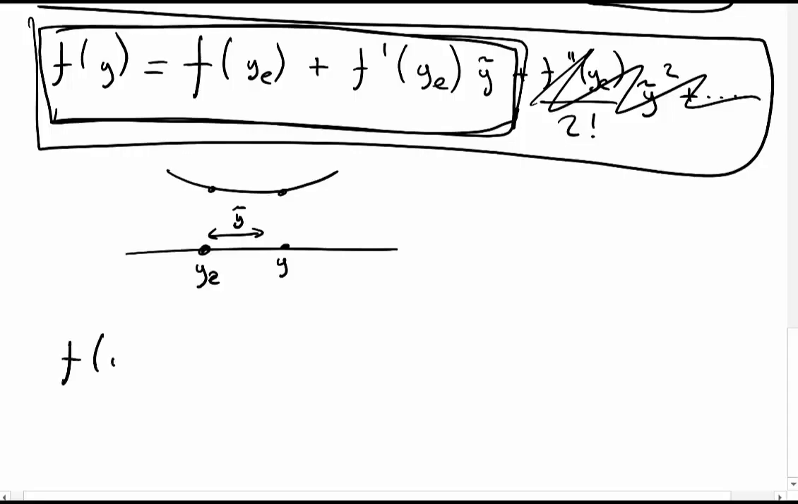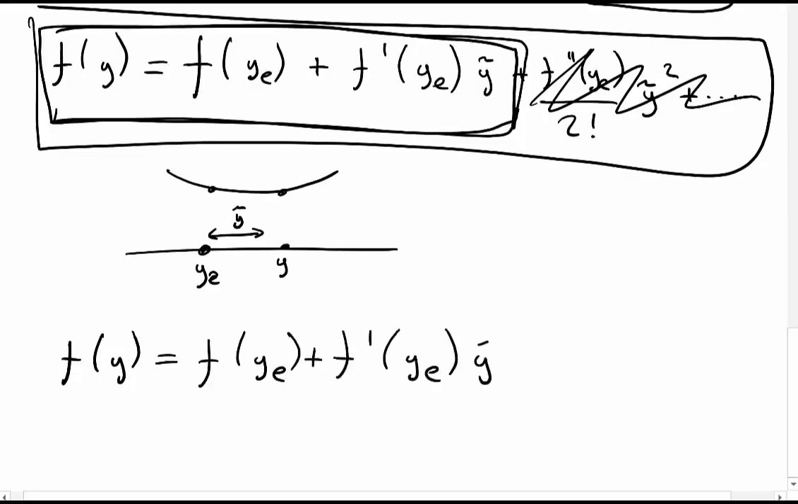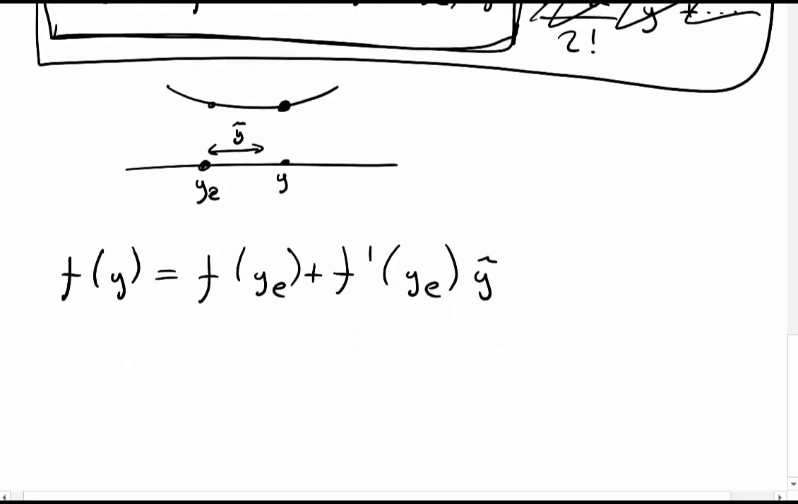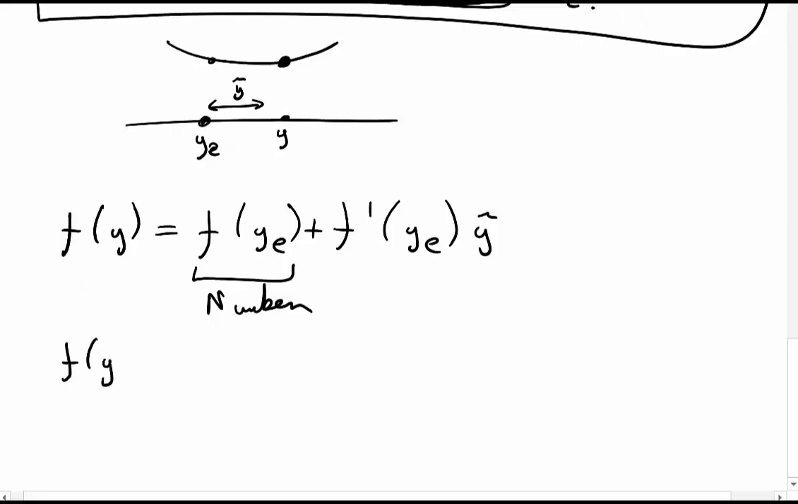So in other words, a good approximation of my function would just be the first couple of terms. This is f of ye plus f dash of ye times y tilde. That is a good approximation for my expansion of my function around my point y. Now notice that ye is just going to be a number. So when I put a number into my function, that's still going to be a number. So that part there is just going to be some number. So in other words, I can say that f of y. It's not going to actually make that much difference to my function.